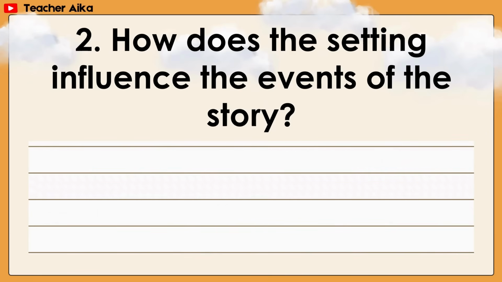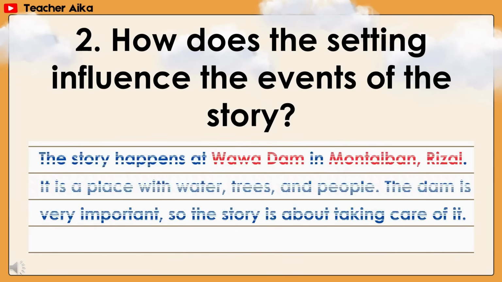Number 2. How does the setting influence the events of the story? Answer. The story happens at Wawa Dam in Montalban, Rizal. It is a place with water, trees, and people. The dam is very important, so the story is about taking care of it.